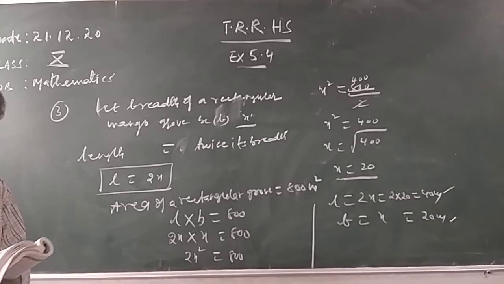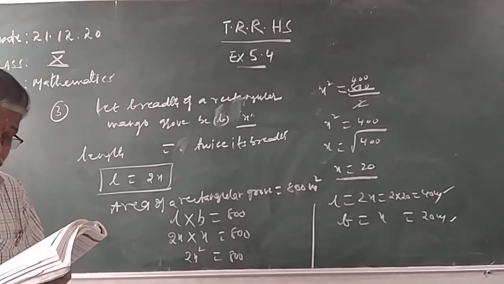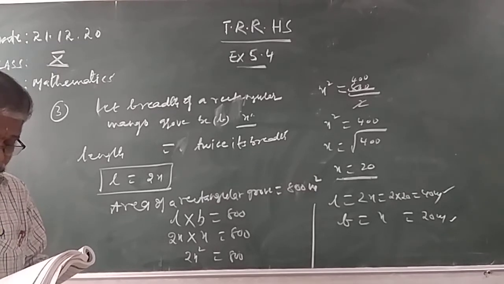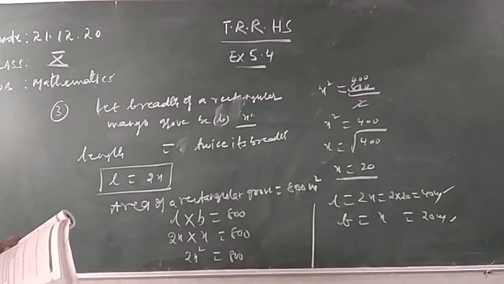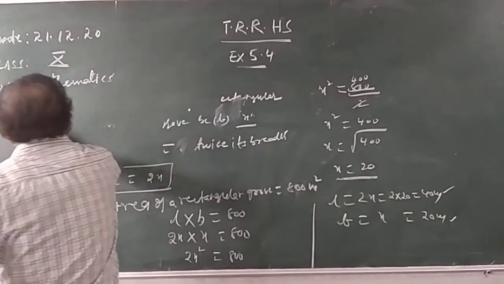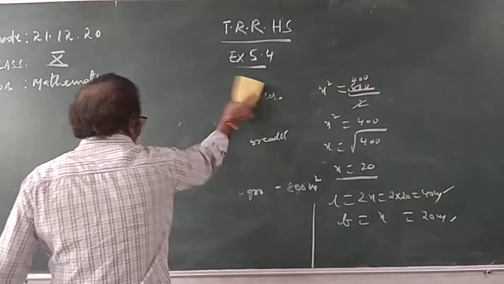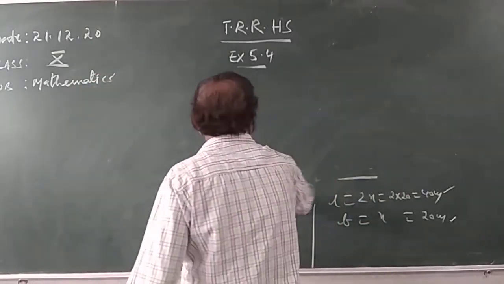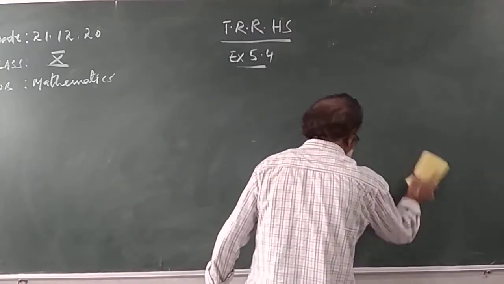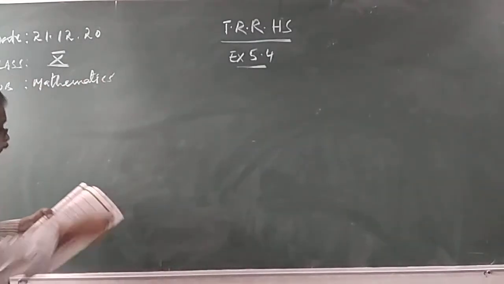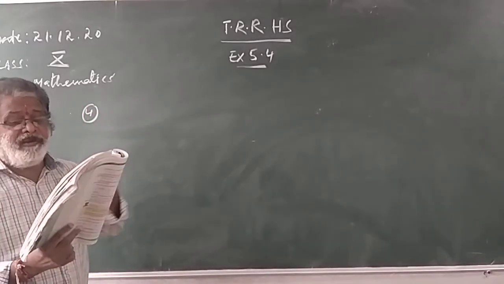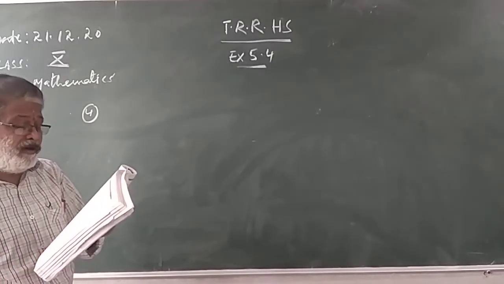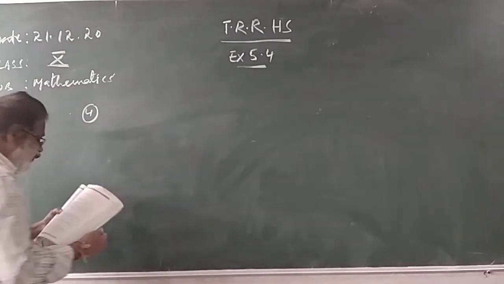The sum of the ages of two friends is 20 years. 4 years ago, the product of their ages was 48. Fourth question: the sum of the ages of two friends is 20 years. 4 years ago, the product of their ages was 48.